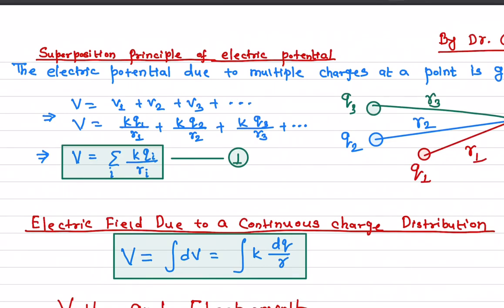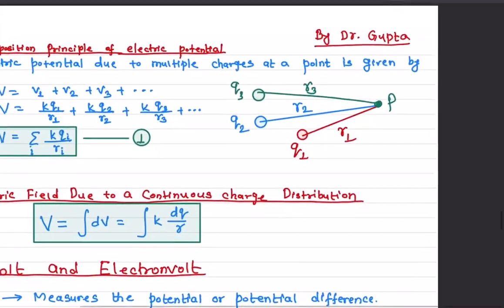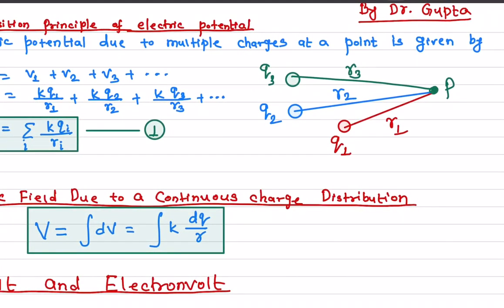In this video, I'll be talking about the superposition of the electric potential. Okay, and again, it is the electric potential, not the electric field. So now let's say you have multiple charges Q1, Q2, and Q3, and these charges are located at different locations, and we are interested in finding the total electric potential at point P.